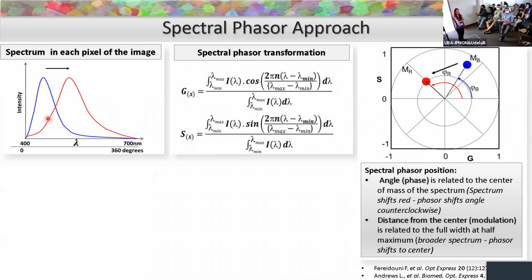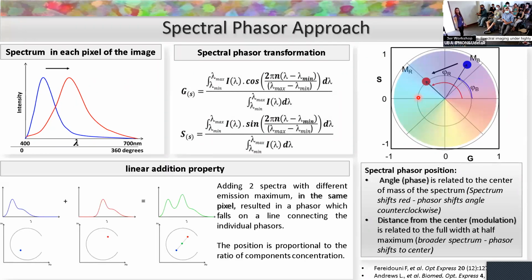For example, an emission that has more blue appears here in the phasor plot, but increasing in wavelength, the points appear counterclockwise in the plot. And also the distance from the center, you have already seen, depends on the width of the emission spectrum. So the wider the spectrum, the closer to the center it will appear.